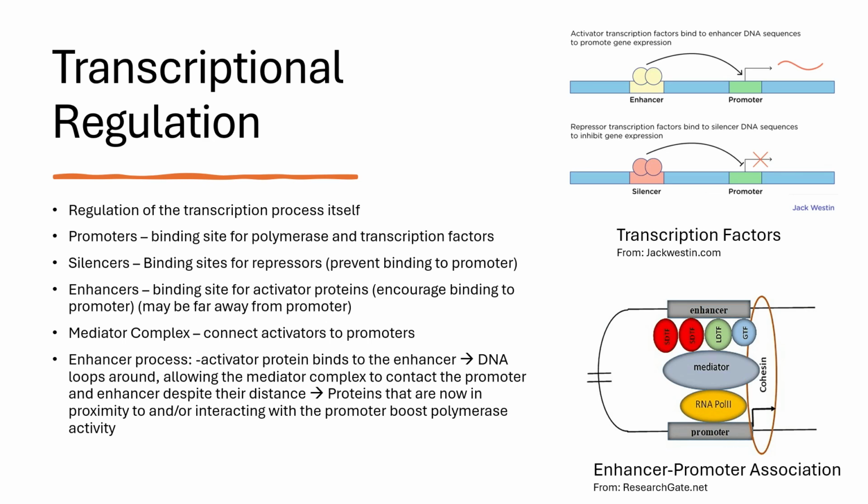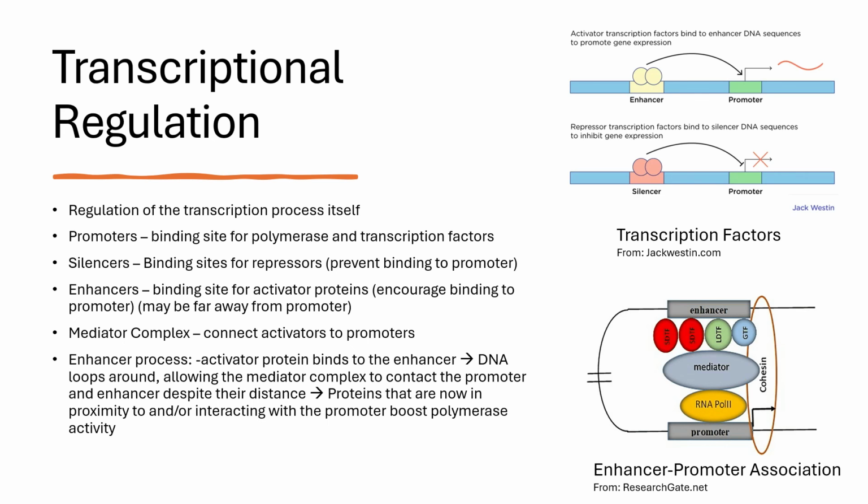There are also enhancers. Enhancers are the binding sites for activator proteins. They encourage binding to the promoter, so polymerase is more likely to go to that promoter and start making the mRNA that we want it to. They can also be pretty far away from the promoter, like really far away on the linear sequence. And there are mediator complexes which connect the activators in the enhancer to the promoter region.